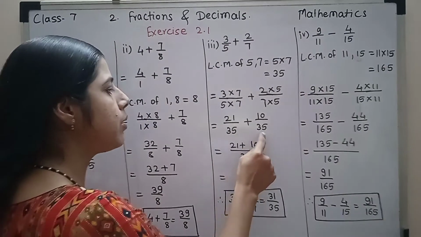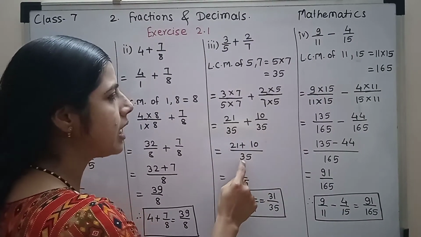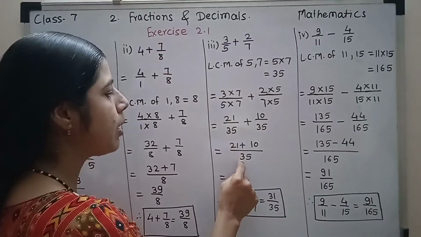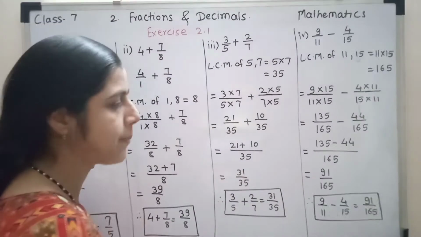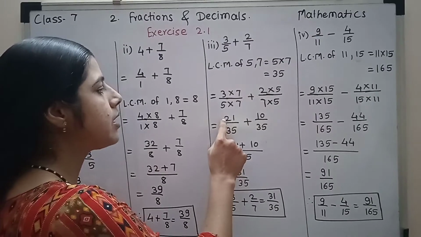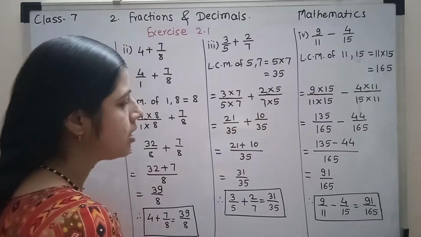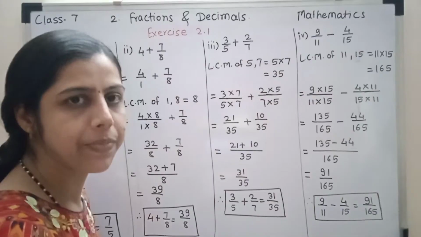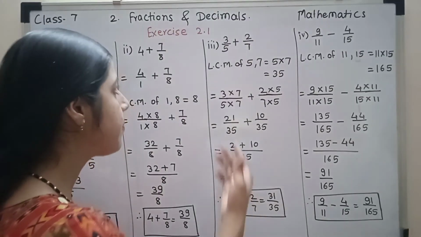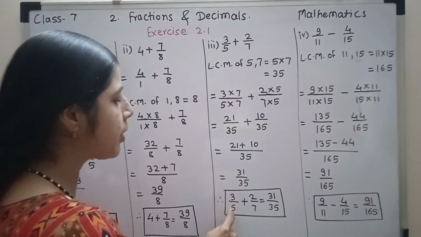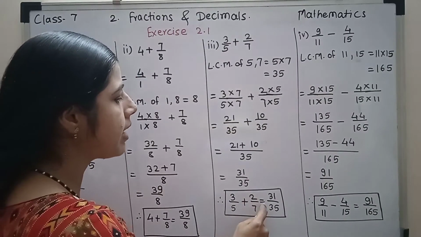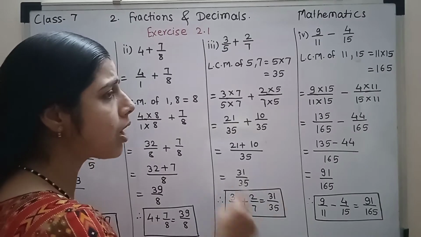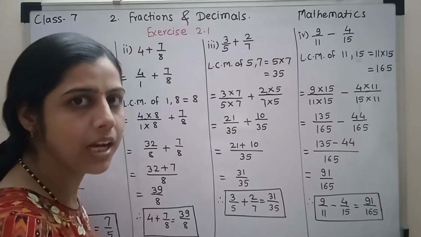Now, you can observe over here, the denominator is 35, which is common in both the fractions, and therefore the denominator can be written as 35. Now, in the numerator, this is 21 plus 10. So, 21 plus 10 is what? 31 divided by 35. And this is our answer. So, the final answer is 3 upon 5 plus 2 upon 7 equal to 31 upon 35. Whenever you get the answer, always highlight your answer.